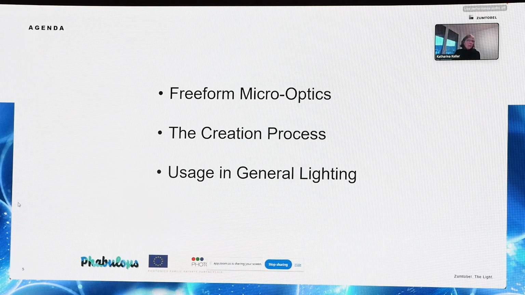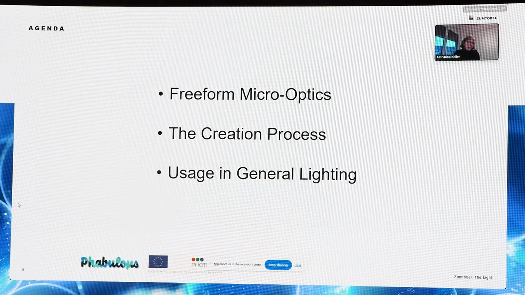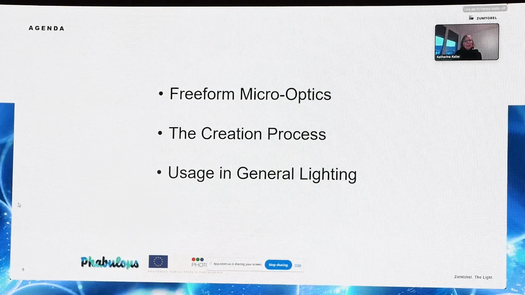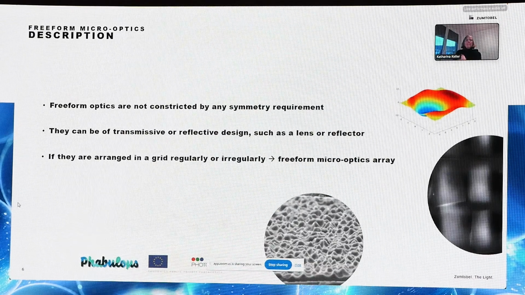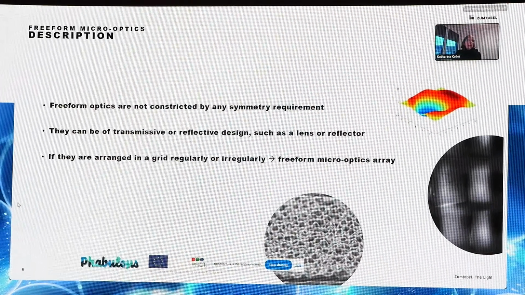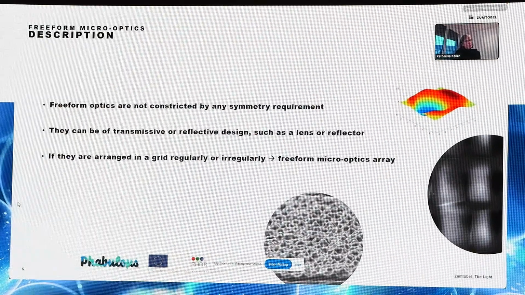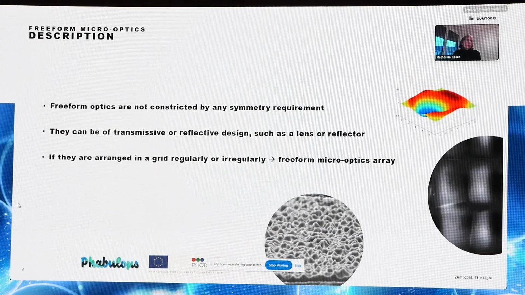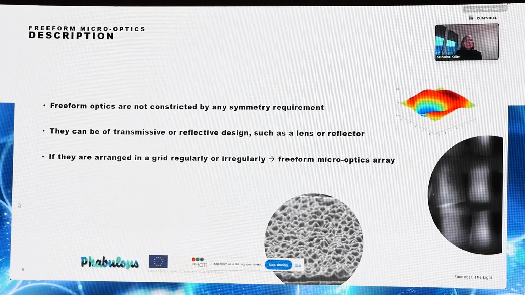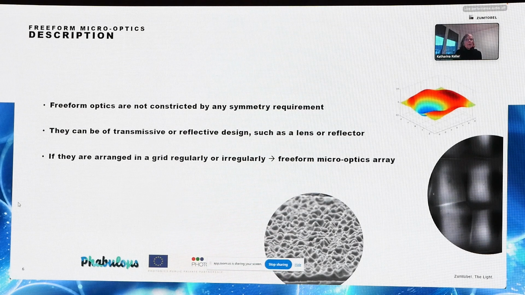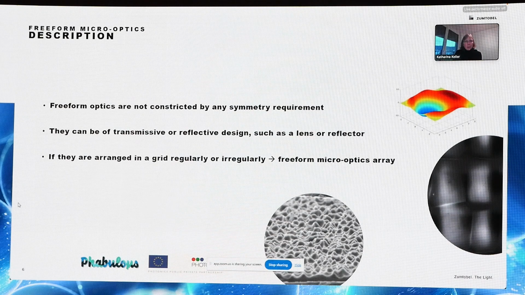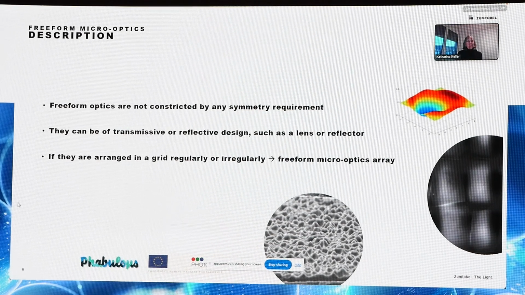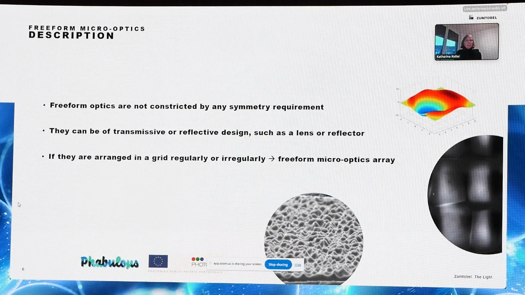So what are micro-optics, freeform micro-optics? What's the creation process and how do we use it in general lighting? Freeform optics are not constrained by any symmetry requirements, so you are very free in your design. They can be transmissive or reflective, as we heard before, so they can be on a reflector or on a lens, also on both sides of the lens. They can be arranged in grids, which can be regular or irregular, and then you get the freeform micro-optics arrays, and that's what we used in our project in Fabulous.